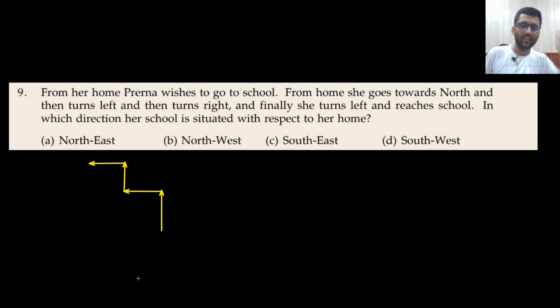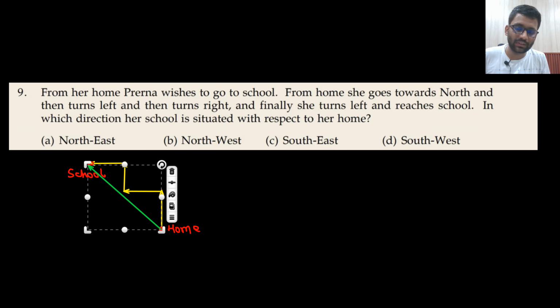In which direction his school is situated with respect to her home? So this was the home and this is school. In which direction school is situated with respect to home? With respect to home towards school. So this direction you need to tell. And what will be this direction?